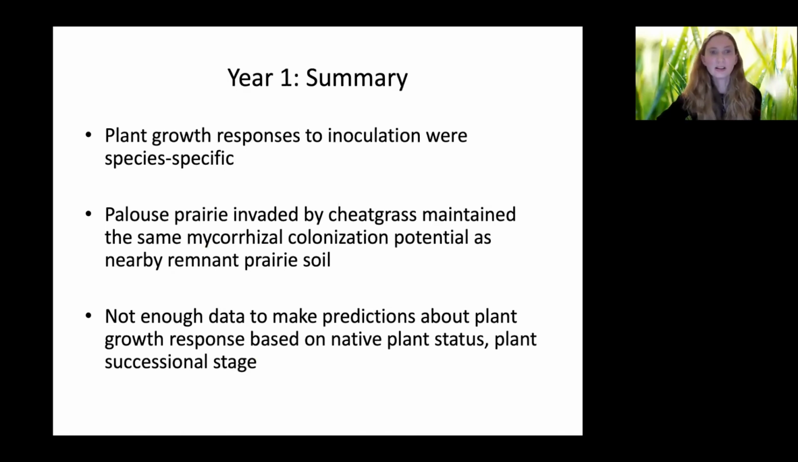So in the first year, we found that plant growth responses to inoculation were plant species specific, and we really didn't have enough different plant species to be able to start making predictions yet. We also found, to our surprise, that the Palouse Prairie area that was invaded by cheatgrass actually maintained the same mycorrhizal colonization potential as the nearby remnant prairie soil. But we don't know how long ago it was invaded or how consistent these results will be. So this is one of the next things we're going to be testing. And we don't really have enough data yet to make predictions about plant growth response based on native plant status or plant successional stage.